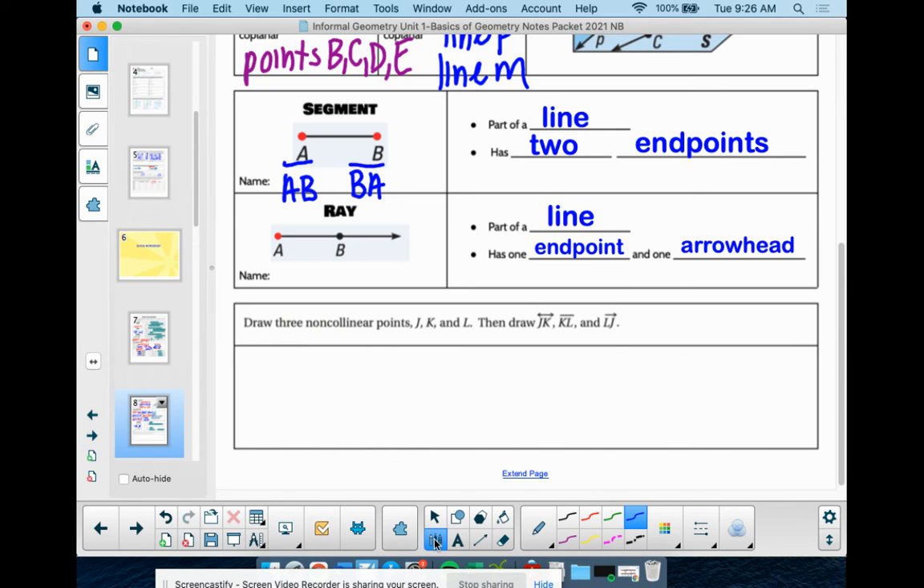Now, a ray's a little different. When you name it, you have to put its endpoint first. So what are we starting with? You have to start with A, and then it's telling you it's going through B. And then you put a little ray on top so you know it's a ray, not a segment. That's why it's so important to make sure you label it correctly.